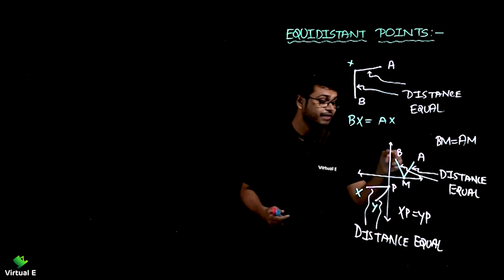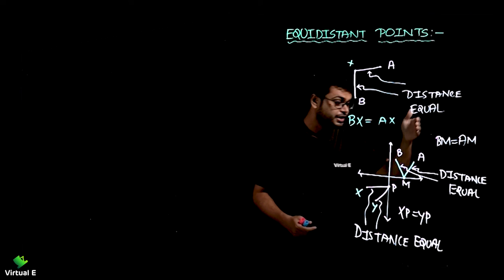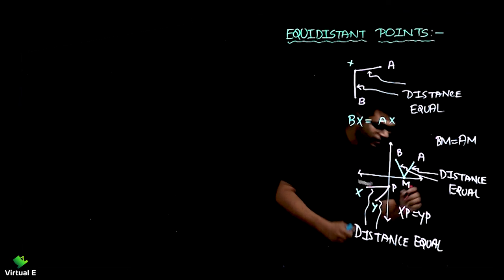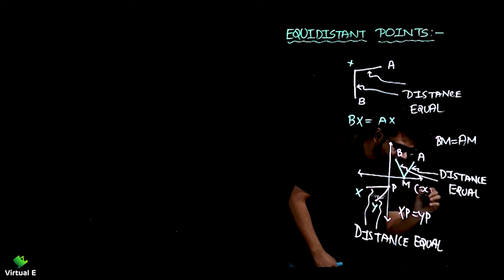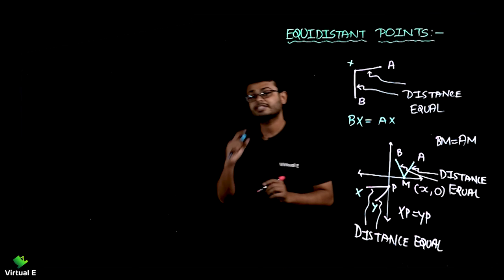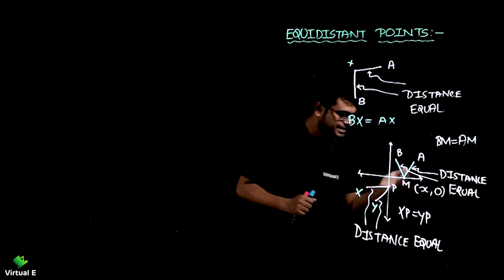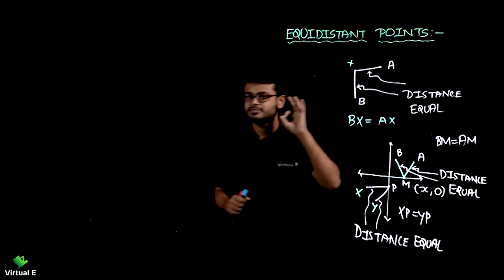Same we can do if we have coordinates of b, if we have coordinates of a, and let's say m is missing. If I want the coordinates of m, what will it be? It will be x comma 0. Why x comma 0? Remember again, if the point is on the x-axis, y coordinate is 0.